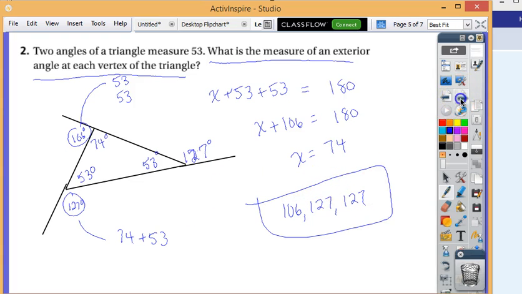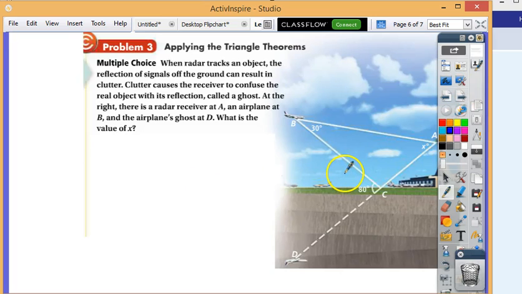All right, let's get all pictorial here. We're going to be applying the triangle theorems. By the way, there is a lot of stuff that's done in real life with triangles. That's how we know how far the sun is from the planet Earth, by using triangles and known information. When a radar tracks an object, the reflection of the signals off the ground can result in clutter, and clutter causes the receiver to confuse the real object with the reflection.